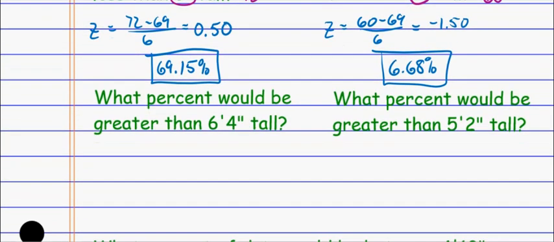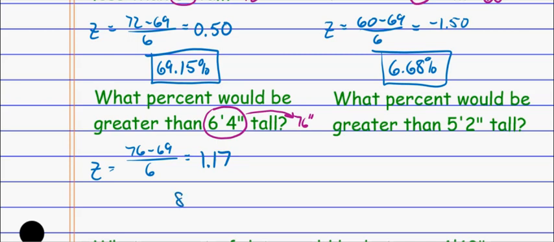Next one, same kind of thing. Let's convert this first. 6 feet 4 inches would actually be 76 inches. Okay, 6 feet is 72 plus another 4 inches. And so let's convert that in terms of a Z score. Data value minus the mean divided by the standard deviation. And again, I'm just going to plug that in my calculator. And I get 1.17 approximately.